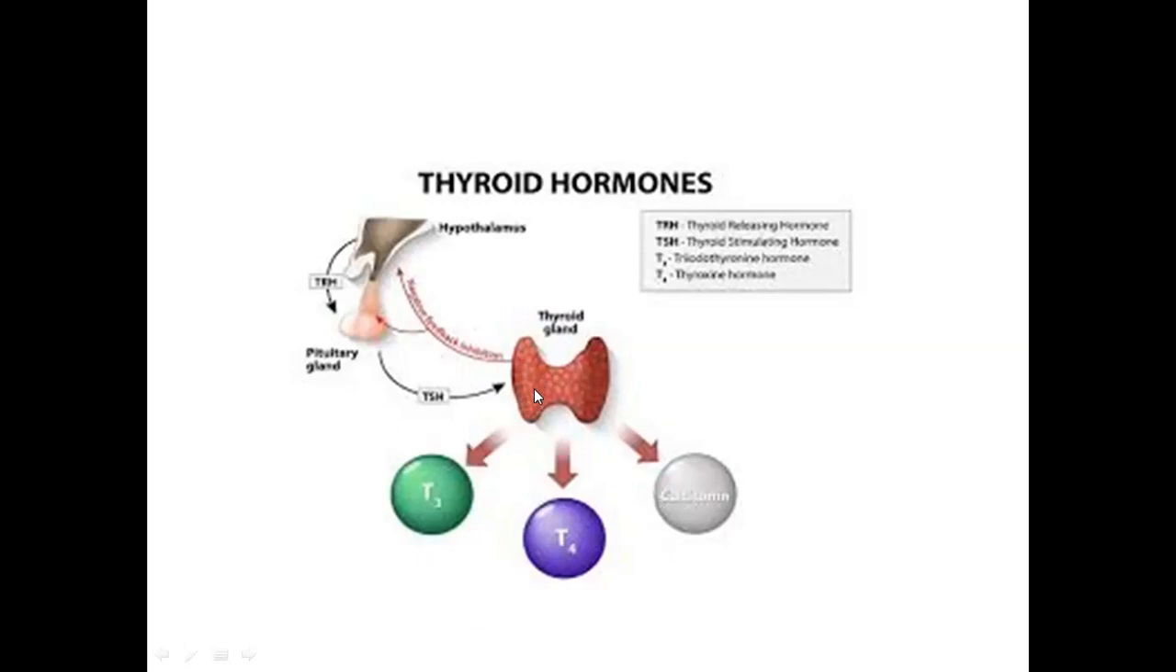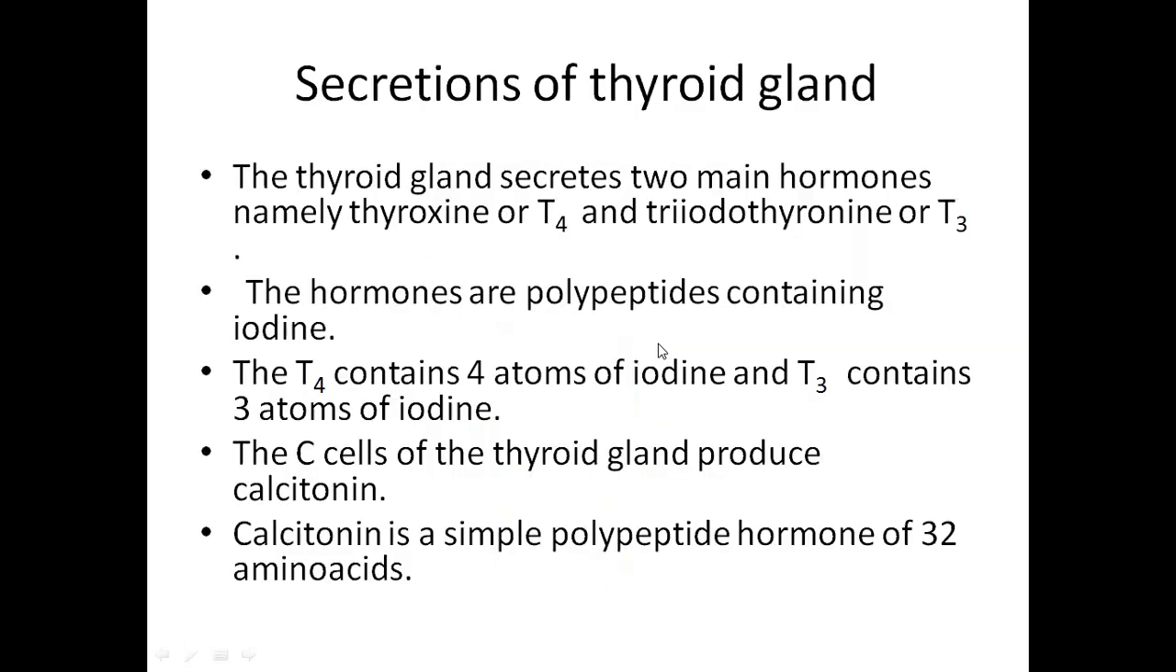Now, the principal cells of the thyroid gland produce T3 and T4, and the C cells produce calcitonin. Our purpose is to understand the functions of these hormones. As I have told you, the thyroid gland produces two important hormones. One is thyroxine, also known as T4 or tetraiodothyronine, and another one is triiodothyronine or T3.